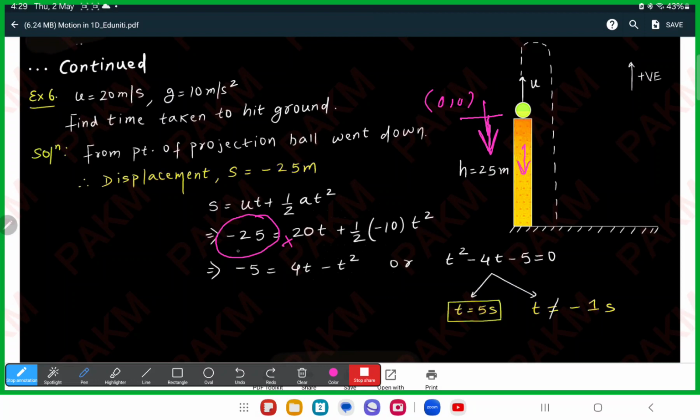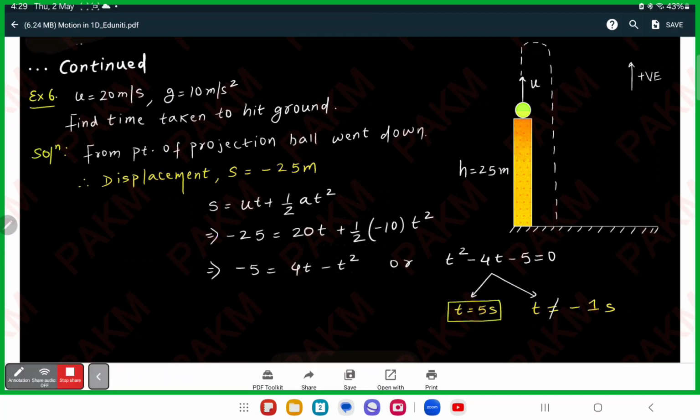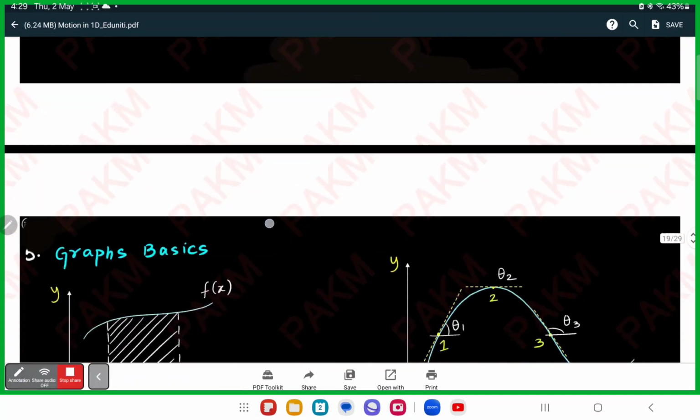Now, if we solve, we will get two time values: t = 5 seconds and t = minus 1 second. There is no meaning of t = minus 1 second. We can say it will take t = 5 seconds to reach the ground. So I thought you got the calculation, basically how to calculate it.